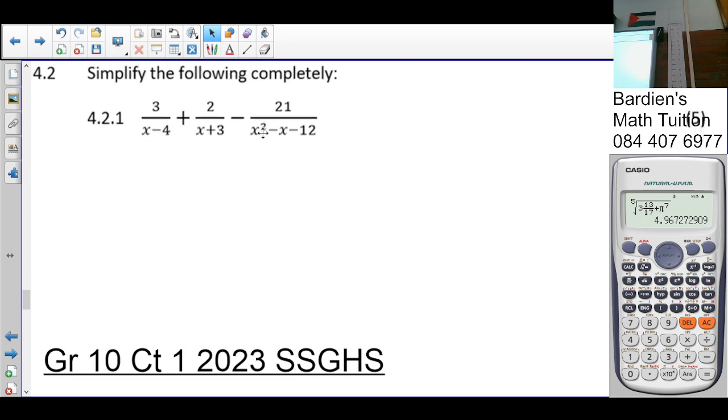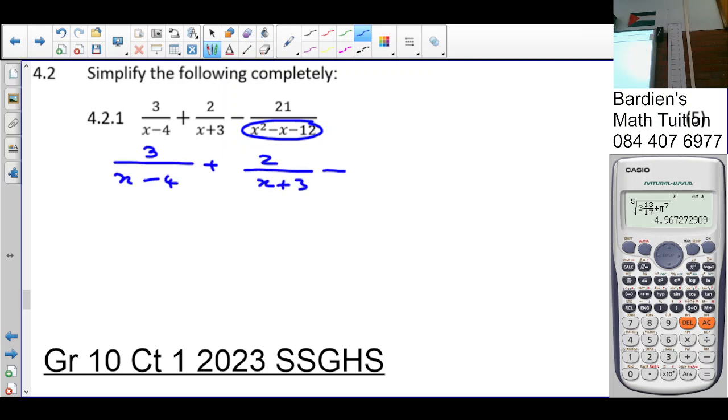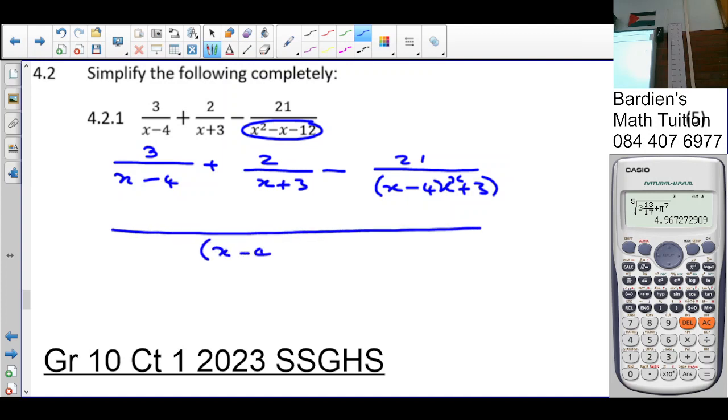People, 4.2. Simplify the following completely. Okay. So what we need to do first? Factorize that trinomial. So we know already how to factorize trinomial. I'm not going to write the product line out again. So it's going to be x minus 4 and x plus 3. Okay. So what's my LCM here? X minus 4 into x plus 3. Okay, why do I not drop the denominator here? Not an equation, it's an expression.